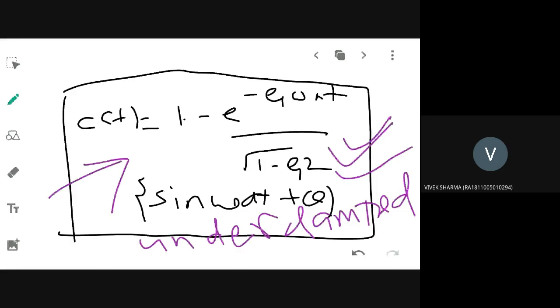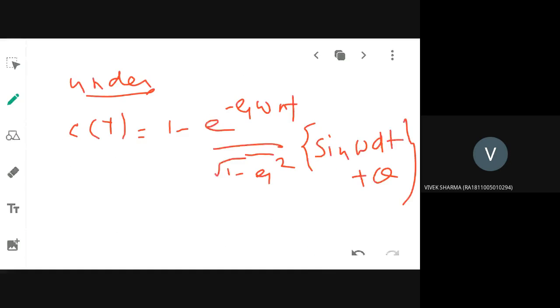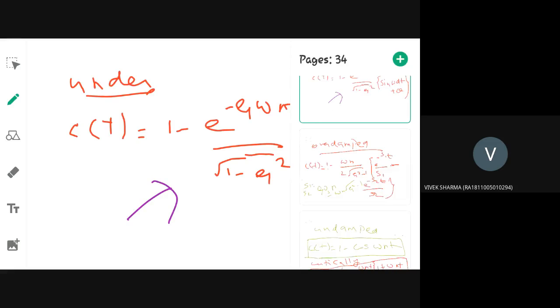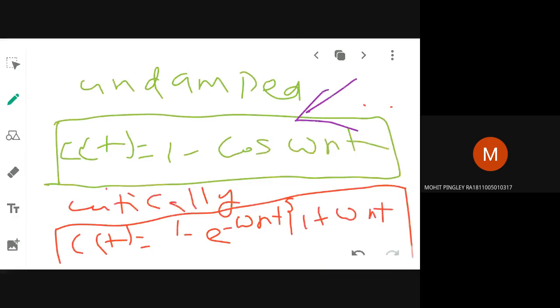Now already we have derived the equation for the undamped system. This is for underdamped again. Overdamped I will not teach you. You have to learn it as a self-study. So C of t is equal to 1 minus cos omega n t is the expression for what type of system?